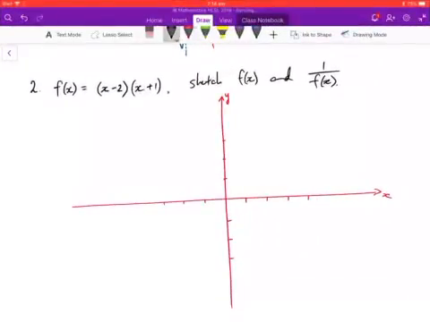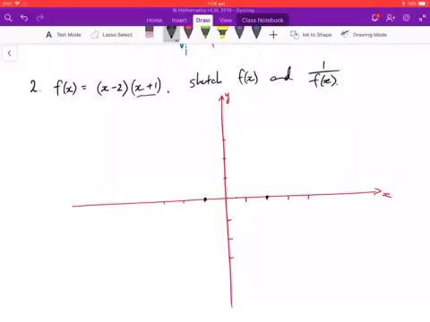Here's another example. f(x) = (x - 2)(x + 1). Now we should see that's a parabola, and it's got two x-intercepts, one at 2 and one at -1. So we've got that. Now that means that my vertex is going to be halfway between the two. That's going to be 1.5, 3 on 2.